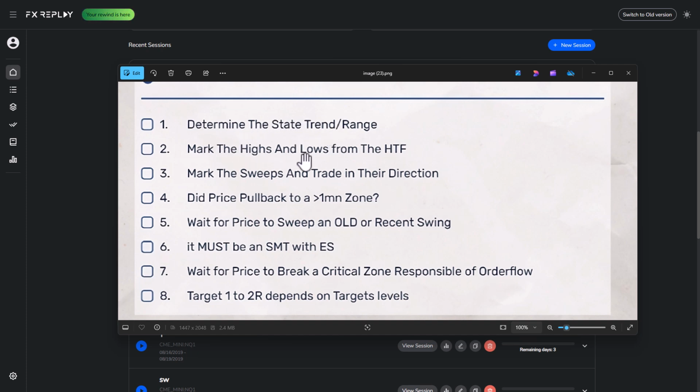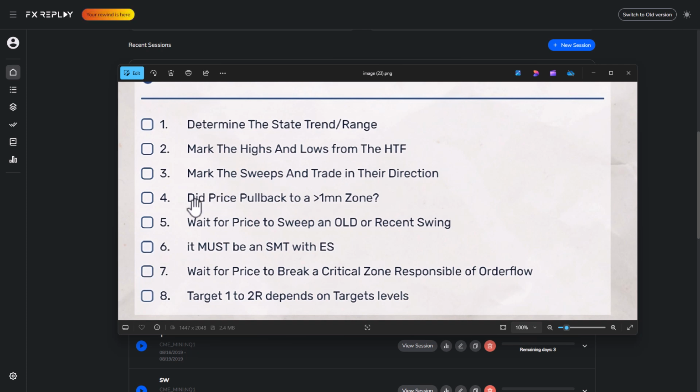Second step, mark the highs and the lows from the higher time frame. We want to mark the right highs and the right lows, so we know the previous range and can expect the pullback to it. We will see all that in the backtesting session, of course. Third, mark the sweeps and trade in their direction. When I see price failing to break a previous swing, that's a sweep. I don't want to trade against it.